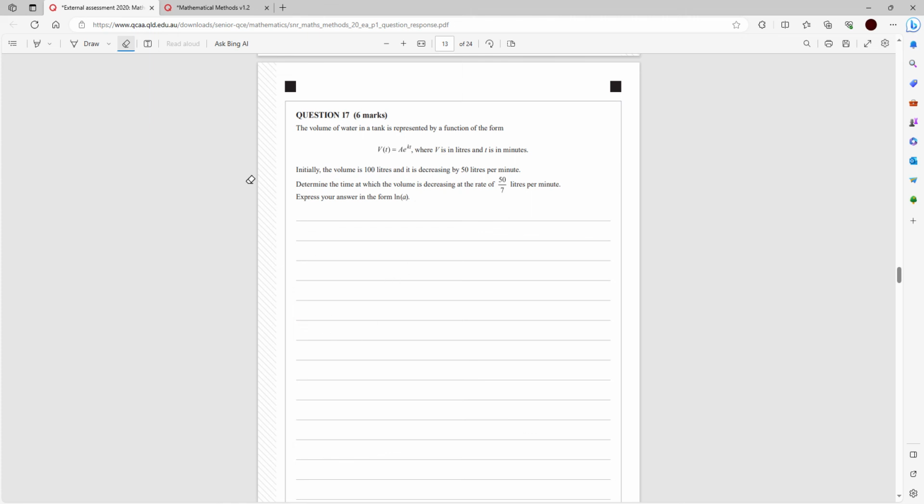That's a mouthful, but that's okay. Let's break this down. What I picked up from that was the word initially. Hopefully you picked that up too. So that means t equals 0. So when t equals 0, the volume is 100 liters.